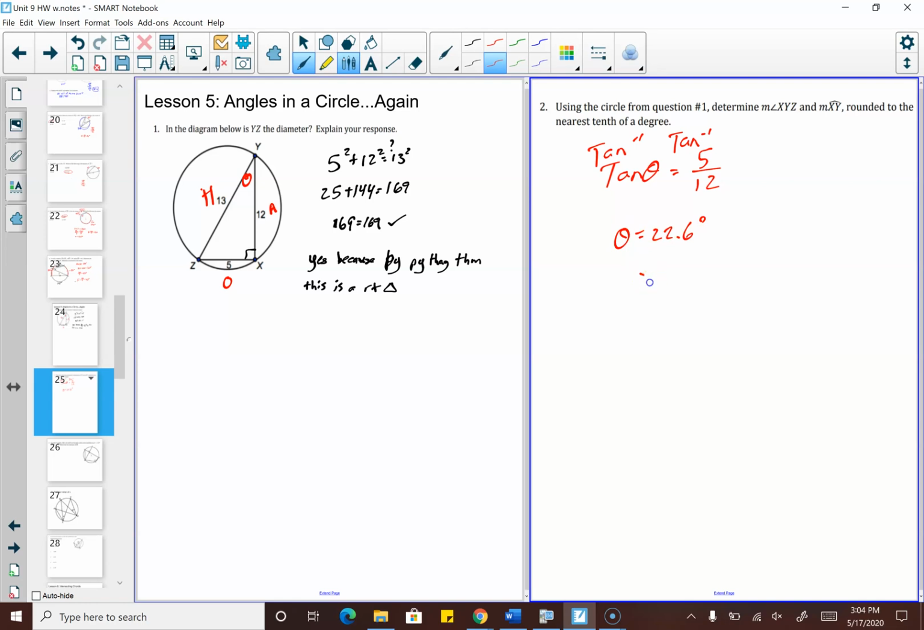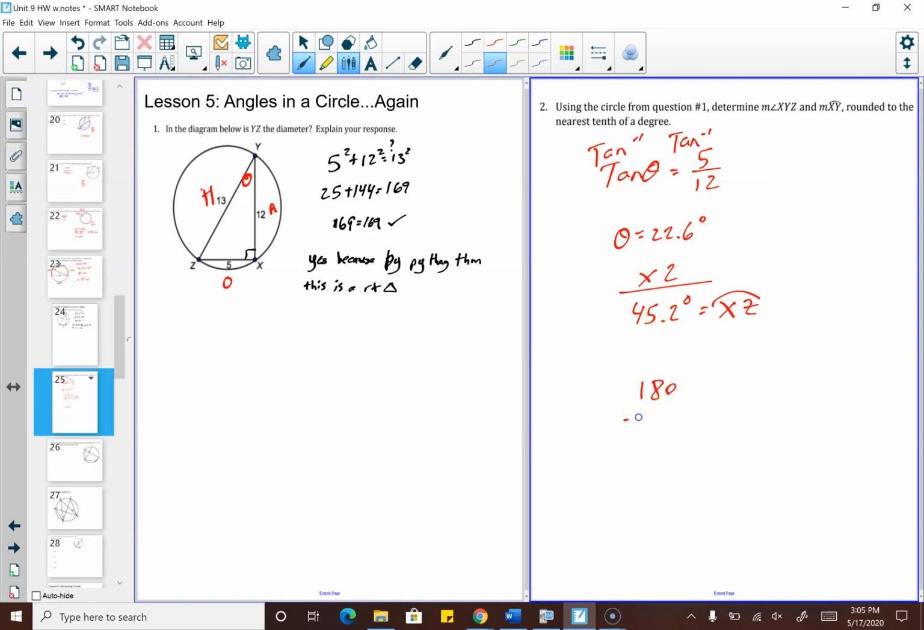degrees. And then if we multiply that by 2, because that angle's inscribed, we will get 45.2 degrees. Now what arc does that work for? That works for arc XZ. Well, that's not what they asked for. They asked for arc XY. Well, in that case, we know that that arc and arc XY add up to 180.